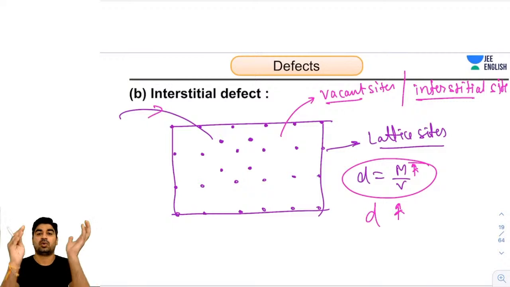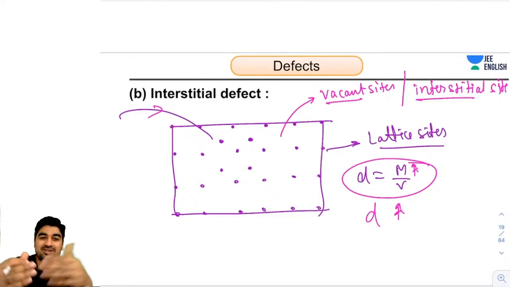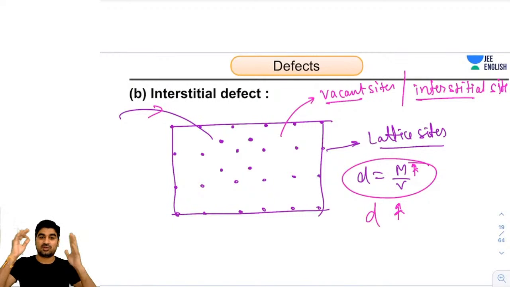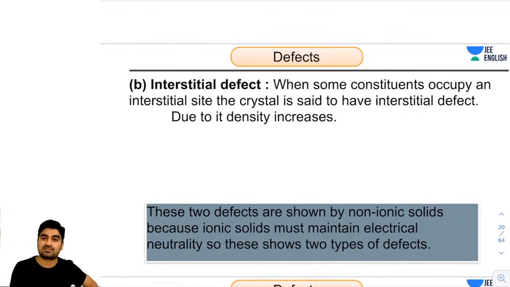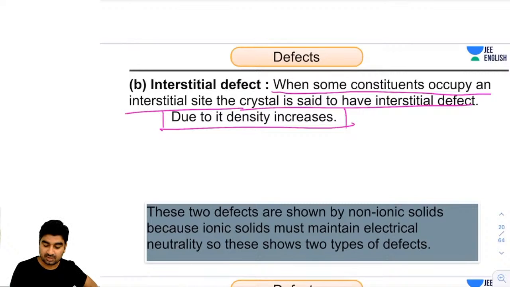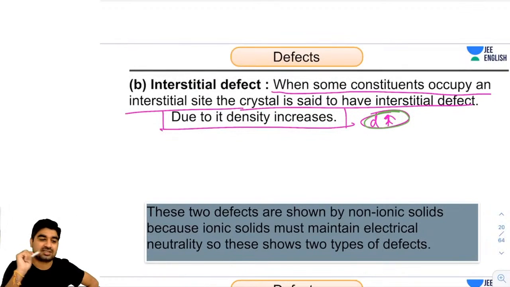Note down these diagrams. After 6 months, when you will be revising this topic for your JEE Main and Advanced, these diagrams will make you realize what you have done today. Yes, this class will become live. That's why I generally ask you guys to make all the diagrams. Right? So, interstitial defect. When some constituent occupy an interstitial site, the crystal is said to have interstitial defect. Due to it, density will increase.